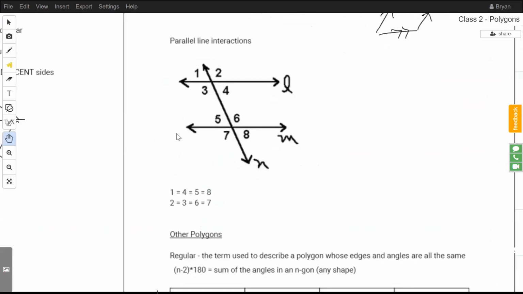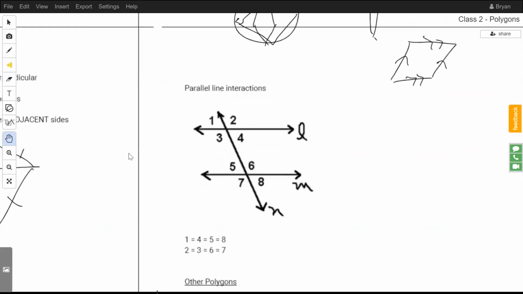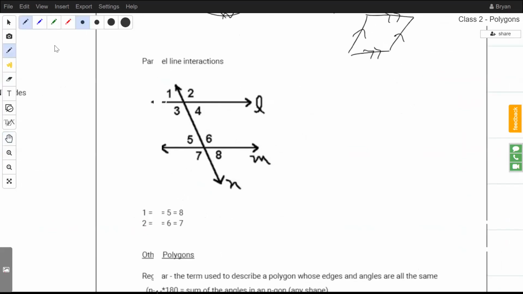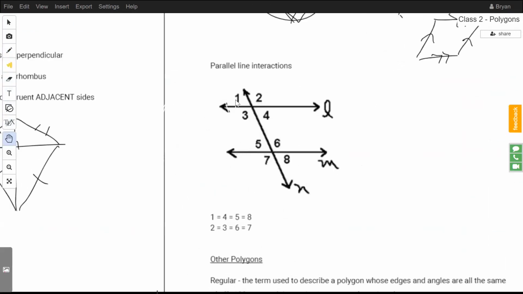Anyway, parallel line interactions. Understanding how parallel lines work is also very important when it comes to simple computational math problems, as a lot of times they'll utilize this to help you solve problems. Basically, if we have two parallel lines cut by a transversal, as you can see from the figure, the angles 1, 4, 5, and 8 are equal, and 2, 3, 6, and 7 are equal.